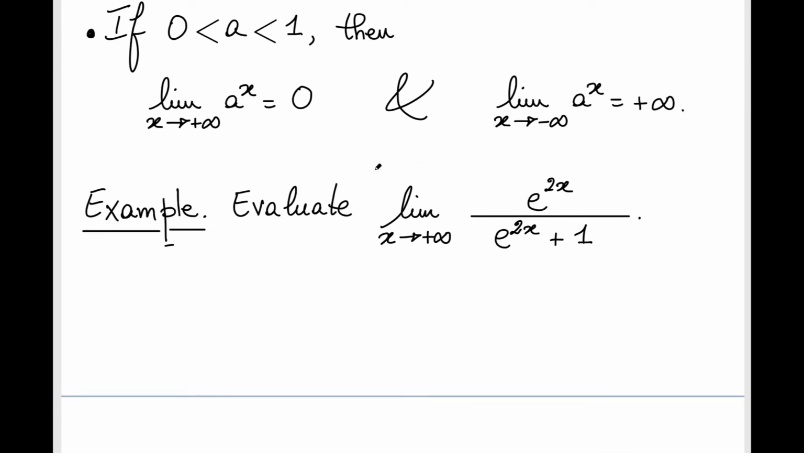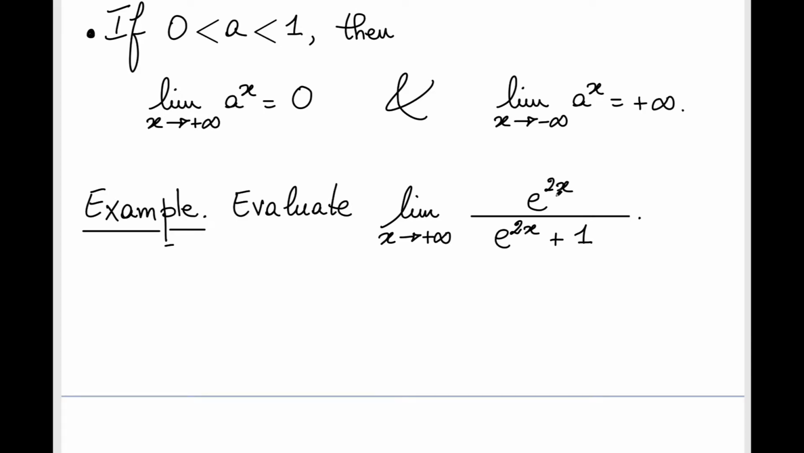Let's evaluate this limit. Limit as x goes to plus infinity of this quotient, e to the power 2x divided by e to the power 2x plus 1. Well, this is of the form infinity over infinity, correct? Because the top part blows up, and the bottom also blows up. Do you agree with this? One more time. If x goes to plus infinity, what happens to e to the power 2x? Well, 2x is also going to plus infinity.